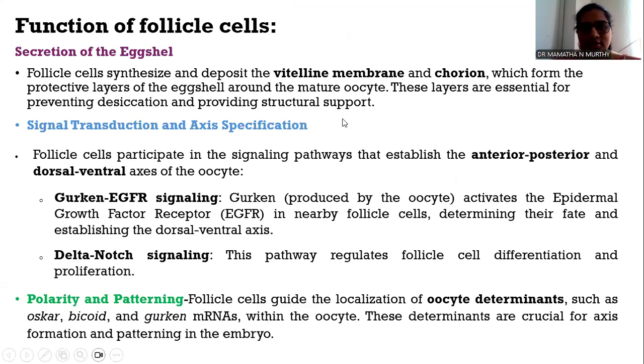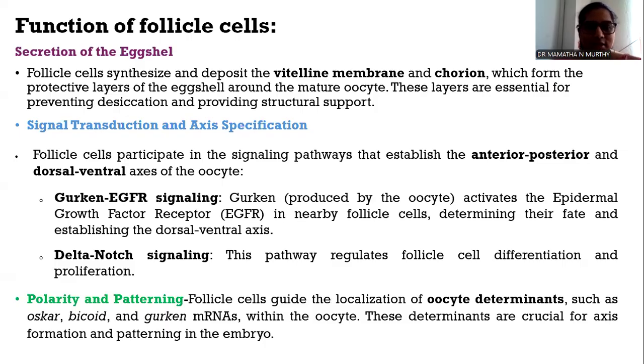Follicular cells are the cells which surround the oocyte. They help in secretion of the eggshell. They synthesize and deposit the vitelline membrane and chorion layer, which later form the protective layer of the eggshell around the matured oocyte. This is very essential for preventing desiccation, and they also provide structure.